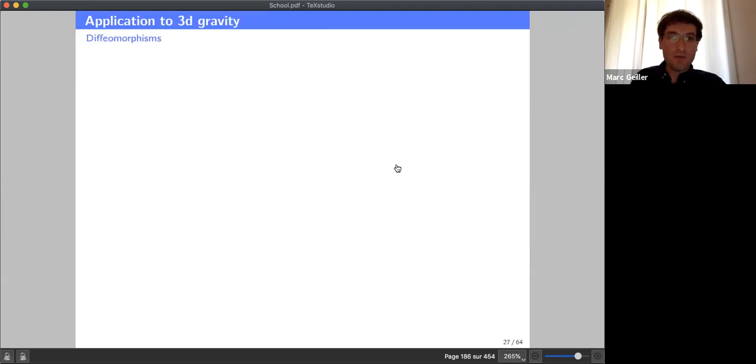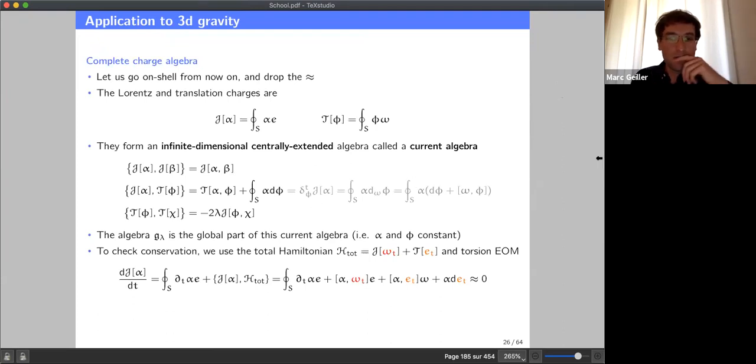Okay, so now if we move to diffeomorphisms. Let me mention one last thing on this slide here. I really encourage you to explicitly prove this form for the translation charges, because if you remember a few slides ago, we showed that when we act with a translation on the Lagrangian, we produce a boundary term.